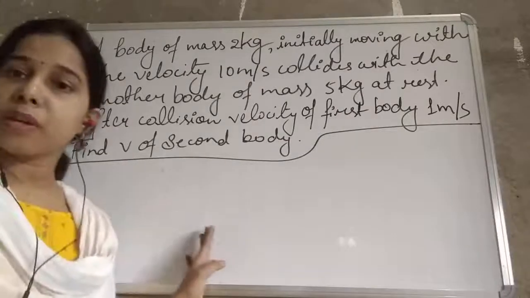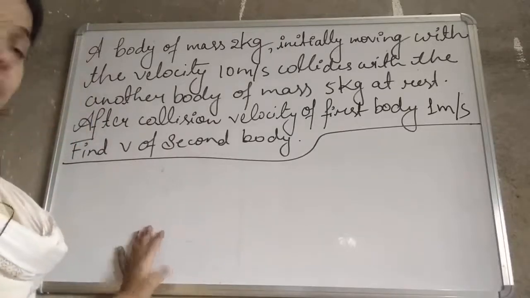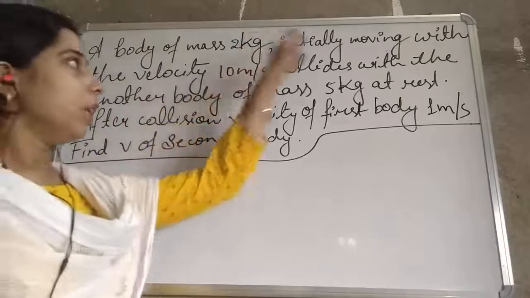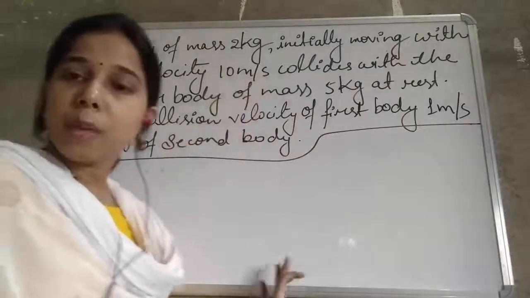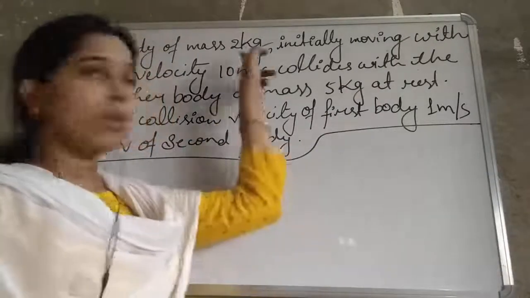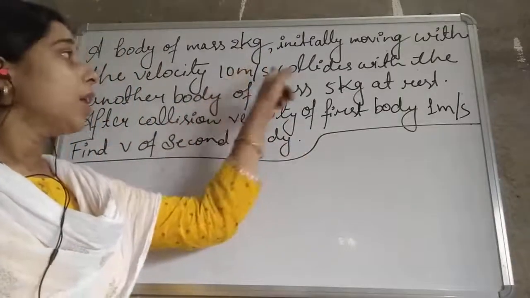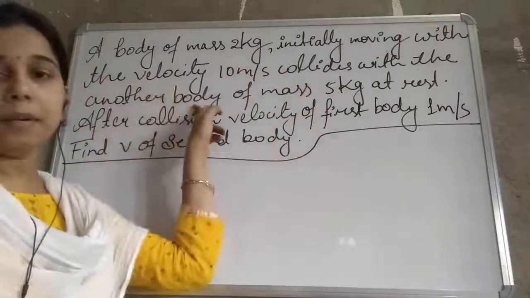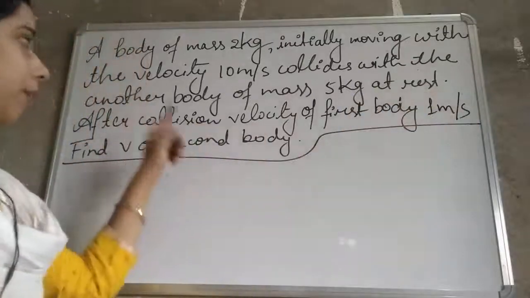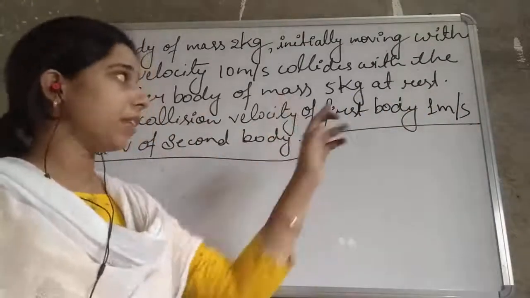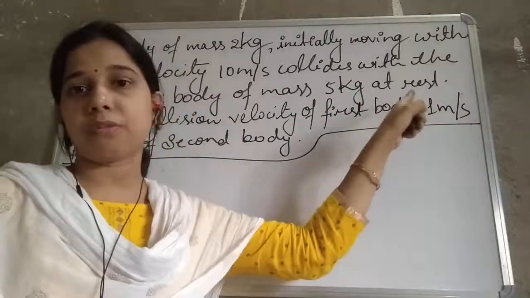Now we will see another question on the law of conservation of momentum, students. The question is, a body of mass 2 kg was initially moving with a velocity of 10 meter per second. Then it collides with another body of mass 5 kg at rest, so its initial velocity is 0 because at that time it was at rest.